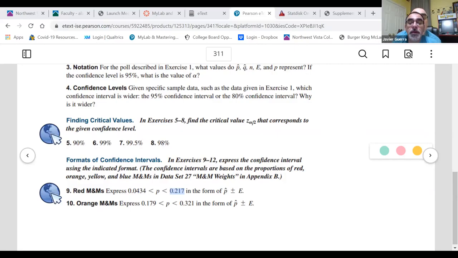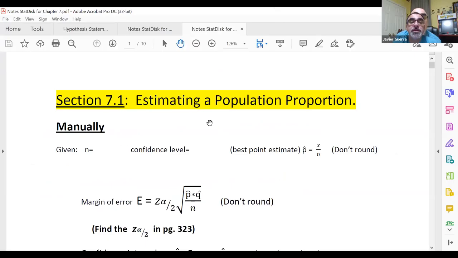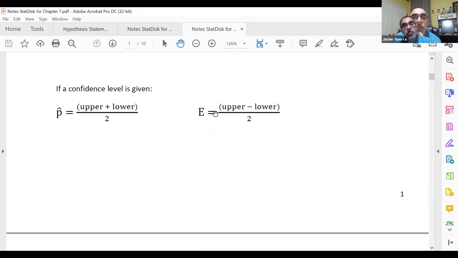Okay, let me share my screen. Here's page 1 of the handout for section 7-1. It's way at the bottom. There they are. That's how you calculate the P hat and the E if you're given a confidence interval. So P hat is upper plus lower divided by 2. And to find E, it is the opposite: upper minus lower divided by 2. You're going to use those formulas with the given confidence interval. I'm going to write it down on my paper, and then we'll do it. Very simple.